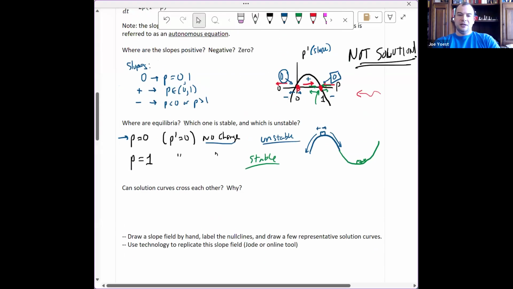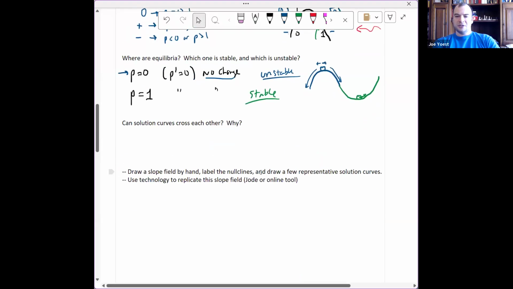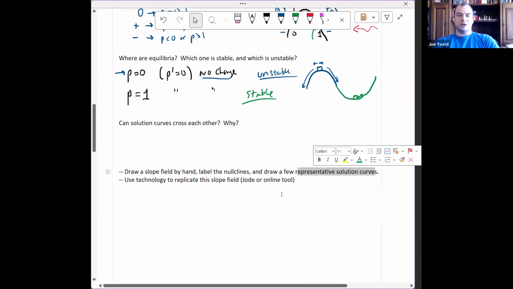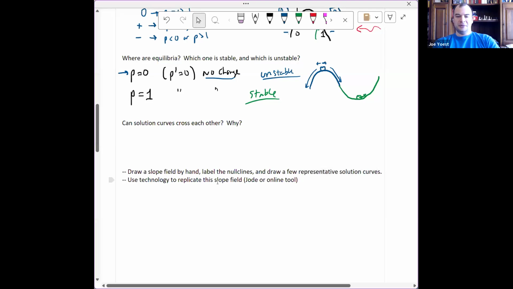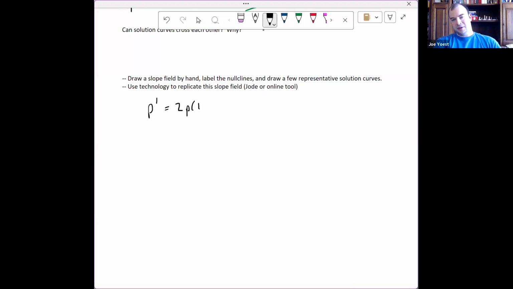Okay, so now with this kind of understanding, looking at where the slopes are positive or negative, where the equilibria are, and what kind of equilibria they are, let's try to draw a few representative solution curves, and then let's try to use technology to draw a direction field. Okay. So just a reminder, P prime is 2P(1 minus P).